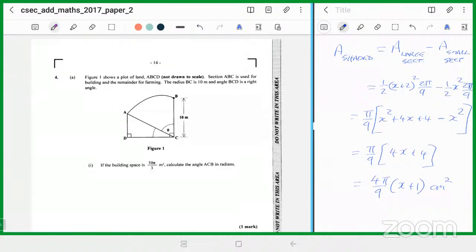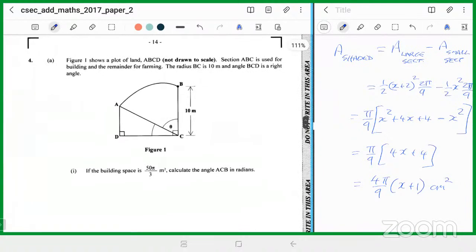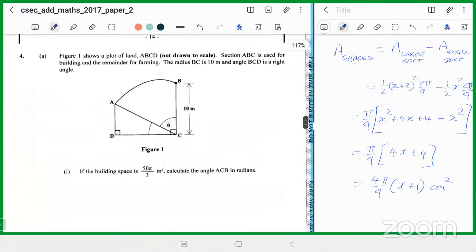So this question says, figure 1, type dog please. Figure 1 shows a plot of land ABCD. So we're talking about the entire thing is a plot of land, right? And it says it's not drawn to scale.